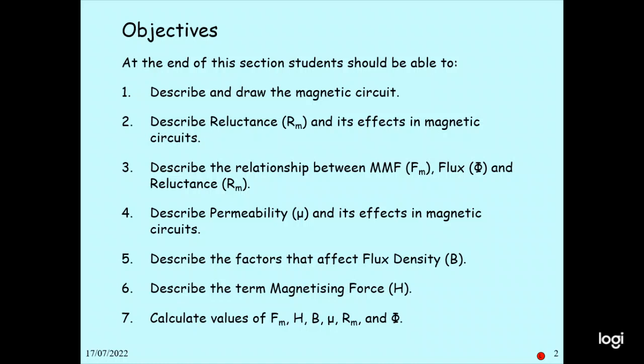the magnetic circuits, describe the reluctance Rm and the analogies in magnetic circuits, describe the relationship between magnetomotive force Fm, flux phi and the reluctance Rm. Describe the permeability mu and the analogies on the magnetic circuits. Describe the factors that affect the flux density. Describe the magnetizing force and calculate the values of Fm, H, B, mu, Rm, and phi.